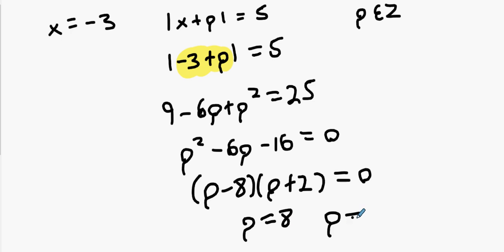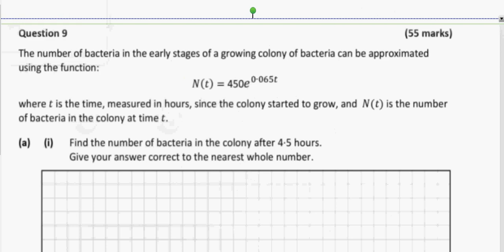Okay, going to pause for a second. The number of bacteria in the early stages of a growing colony of bacteria can be approximated using the function N(t) equals 450 e to the power of 0.065t. Is that alright? Where t is the time measured in hours since the colony started to grow, and N(t) is the number of bacteria in the colony at time t. Find the number of bacteria in the colony after 4.5 hours.